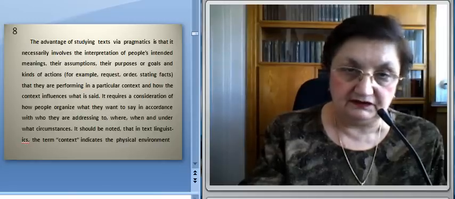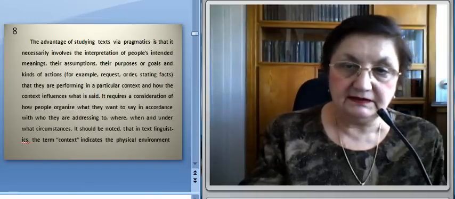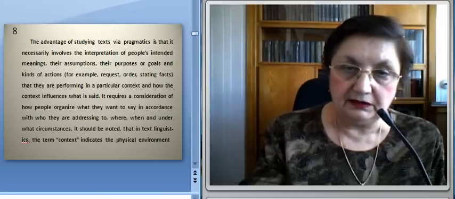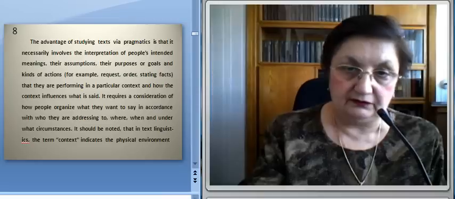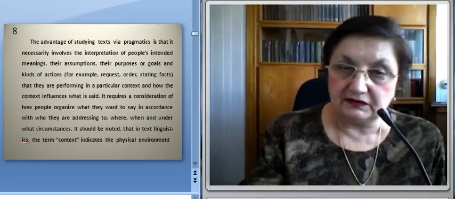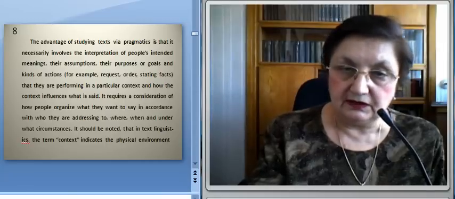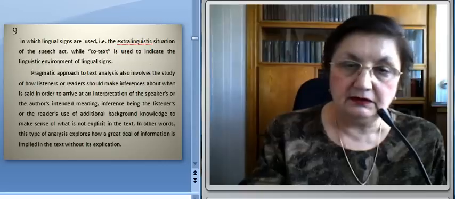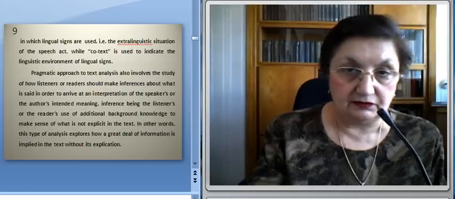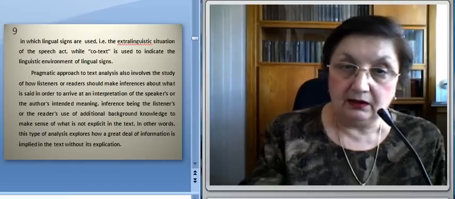It requires a consideration of how people organize what they want to say in accordance with who they are addressing, where, when, and under what circumstances. It should be noted that in text linguistics, the term context indicates the physical environment in which lingual signs are used. That's the extra-linguistic situation of the speech act, while co-text is used to indicate the linguistic environment of lingual signs.